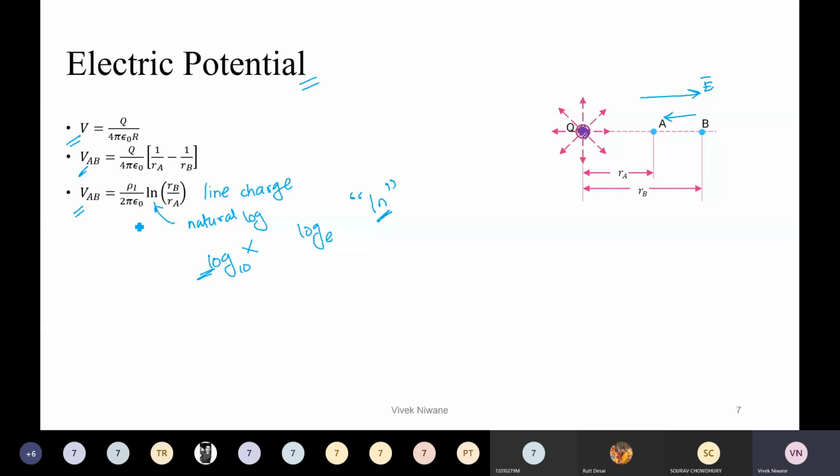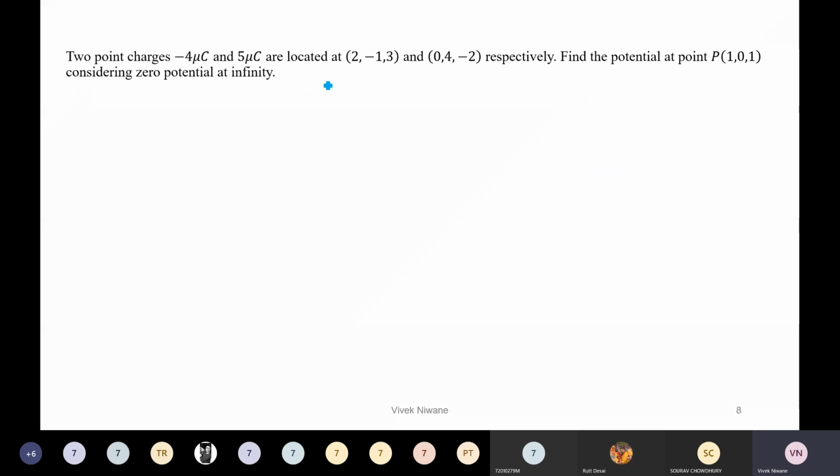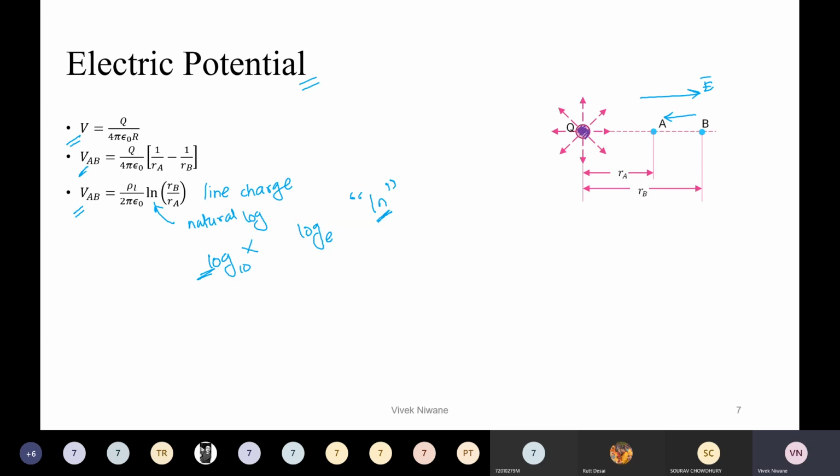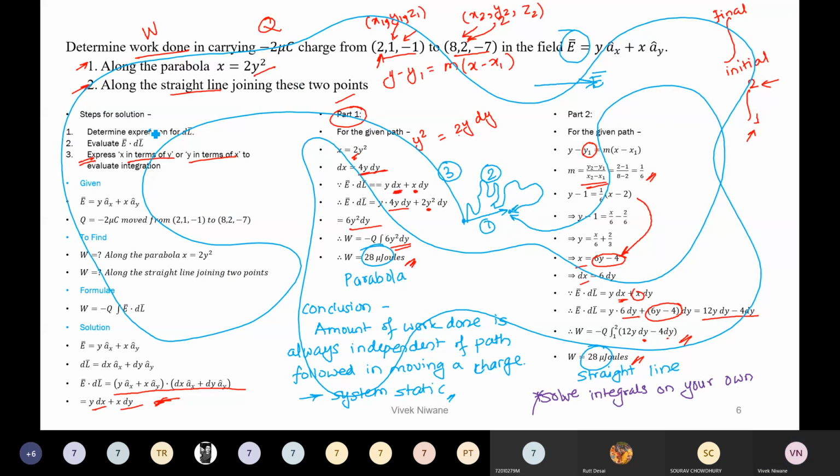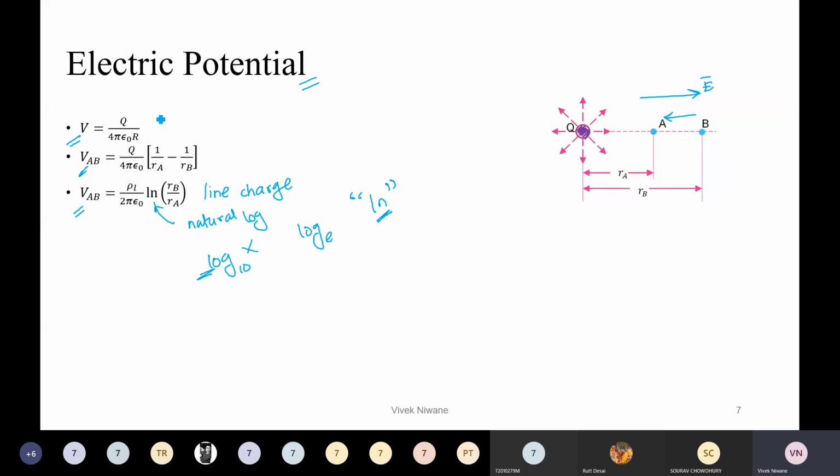Let's write down the first numerical. Two point charges, -4 microcoulomb and 5 microcoulomb, are located at two different points. Find the potential at point P considering zero potential at infinity. What does this mean? We are going to use this expression, that is the absolute potential. You can refer to the theory.